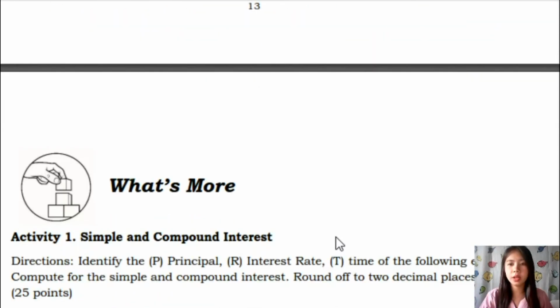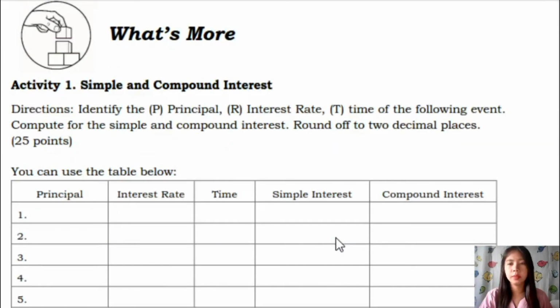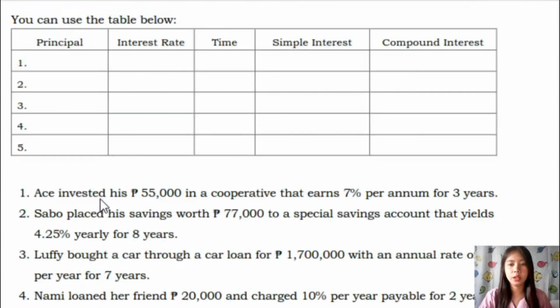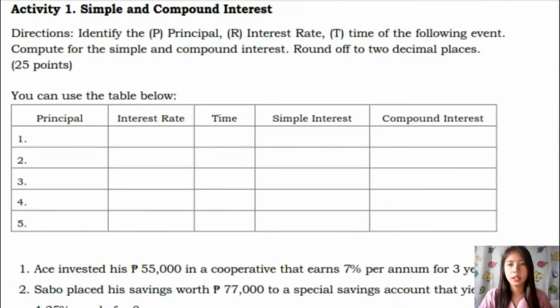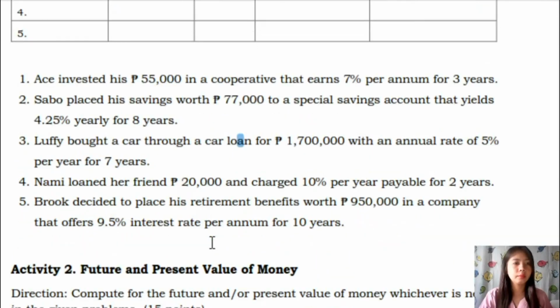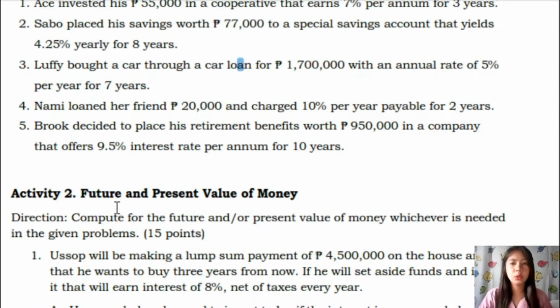So, you have here the activities. Okay. So, direction, identify the principal, interest rate, and time of the following events. Then, compute for the simple and compound interest. Round off to 2 decimal places. Okay. So, you can use this table. So, here are the events that you can analyze or practice. And then, for activity 2, future and present value of money.